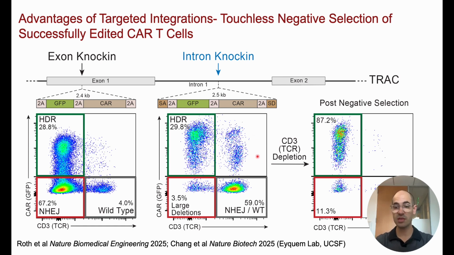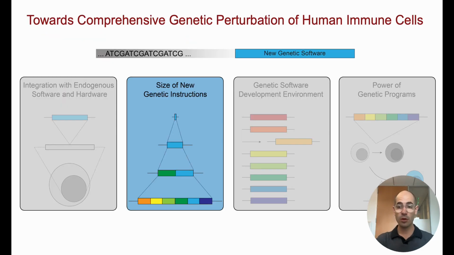But when you do have successful integration, now you can seamlessly and touchlessly negatively select those cells just by depleting the cells, in this case, that still express the TRAC gene. And you don't have to include any additional sequence. Just by choosing where you integrate, you have this nice property that you can easily select and highly enrich your edited cell population without having to put any new sequence in. That's just a couple of vignettes around how you can integrate new DNA with endogenous software to get new advantages.